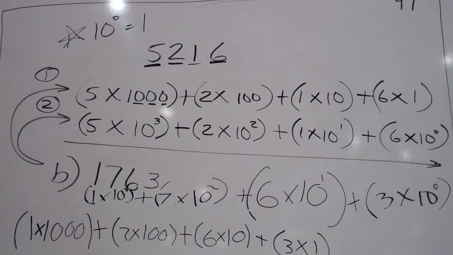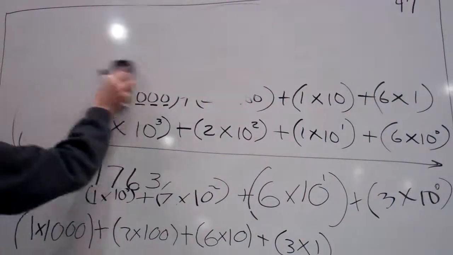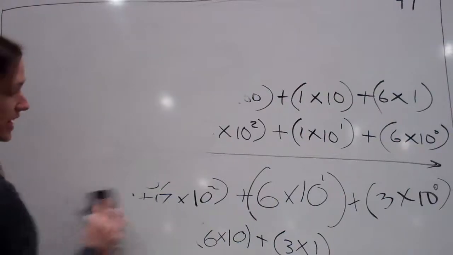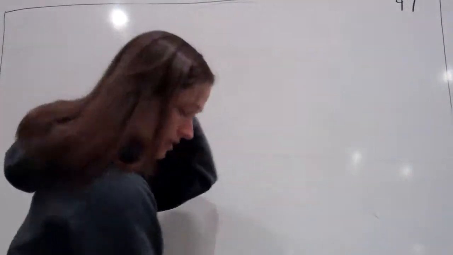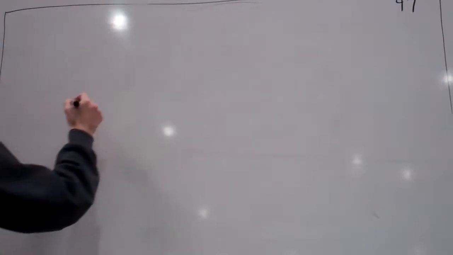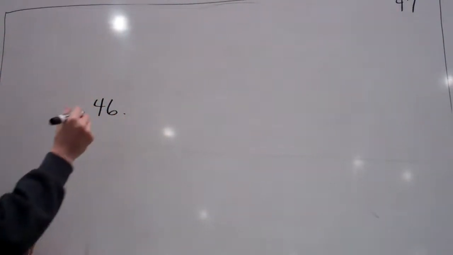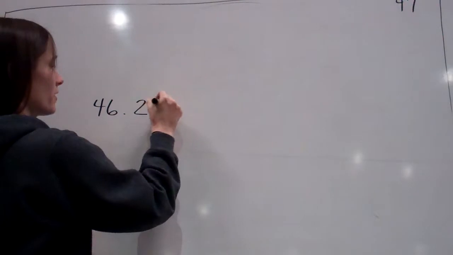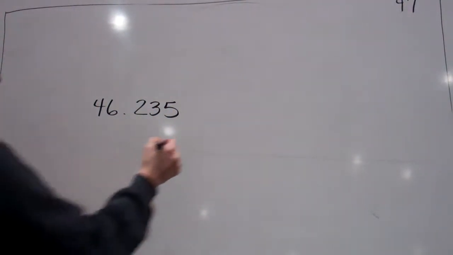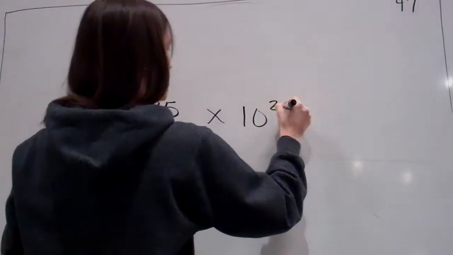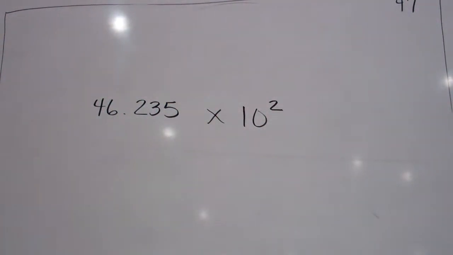Okay, now let's quickly do this next part. Now we're going to learn how to multiply by powers of 10, okay, with decimal numbers. This is really cool once you learn how to do this, to then do it on a test or anytime something comes up in life. Okay, so for example, if I did 46.235, and I multiply that by 10 squared, or 10 to the power of 2, okay?